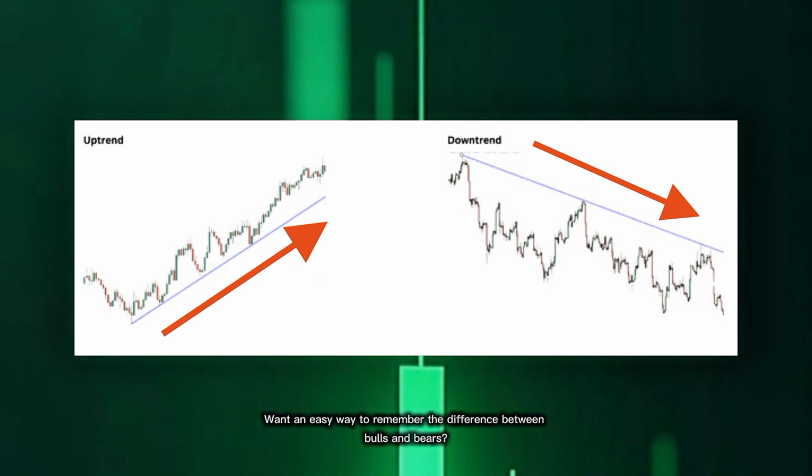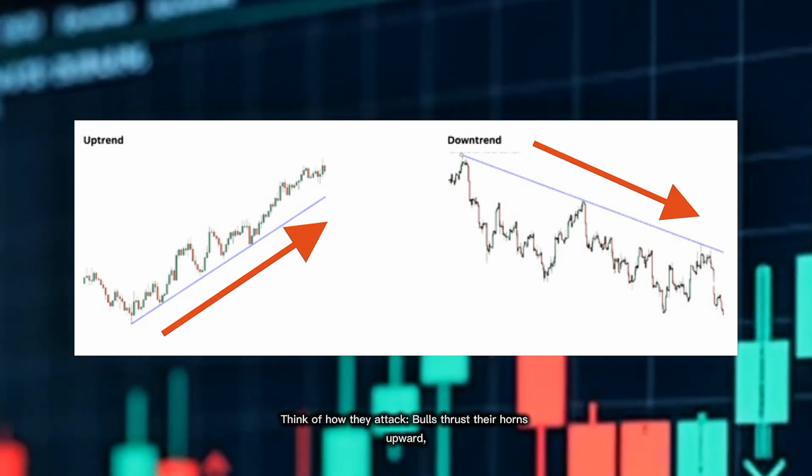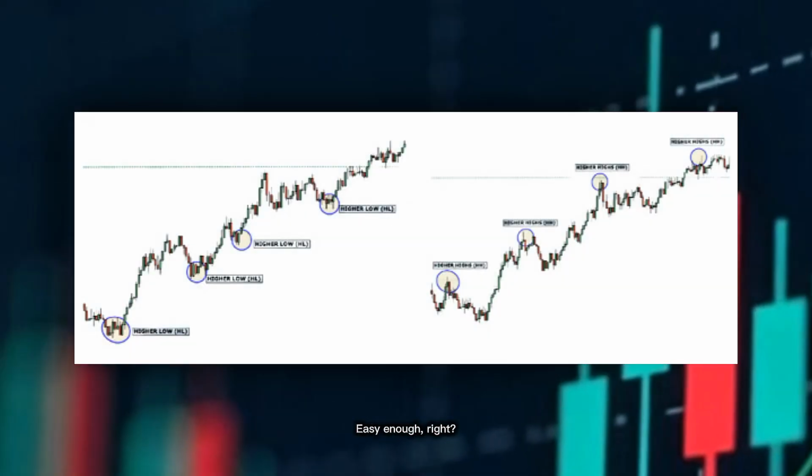One easy way to remember the difference between bulls and bears. Think of how they attack. Bulls thrust their horns upward, while bears swipe their paws downward. Easy enough, right? Uptrend, downtrend.